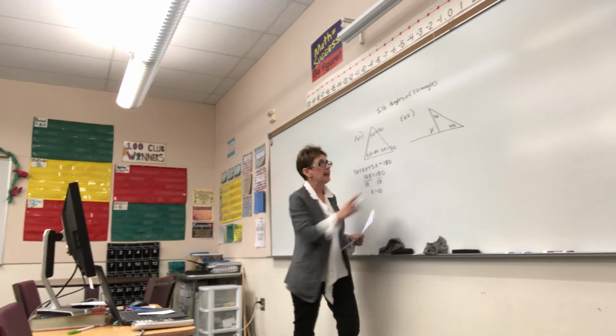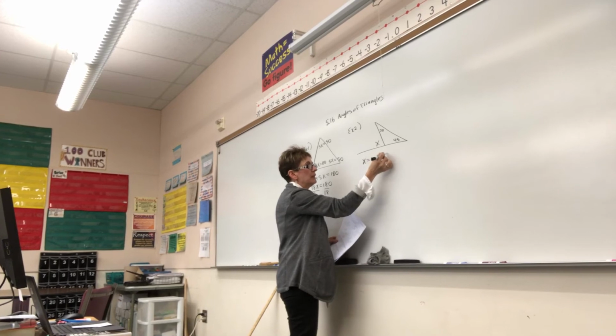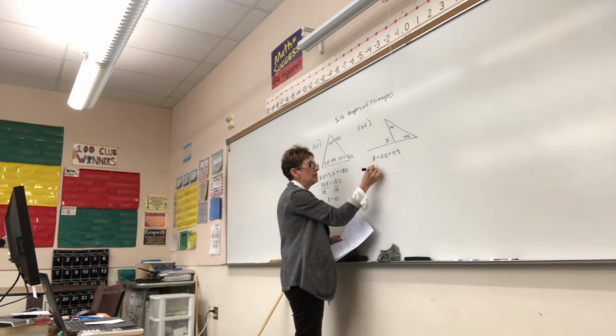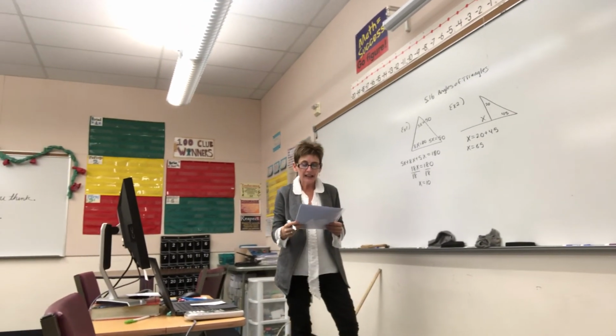Well, we know that the exterior angle x is the sum of the two remote interiors. So all I have to do to get x is add the two remote interiors up, and I get that x is 65.